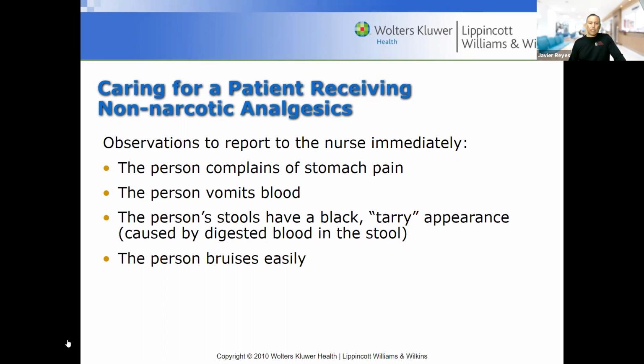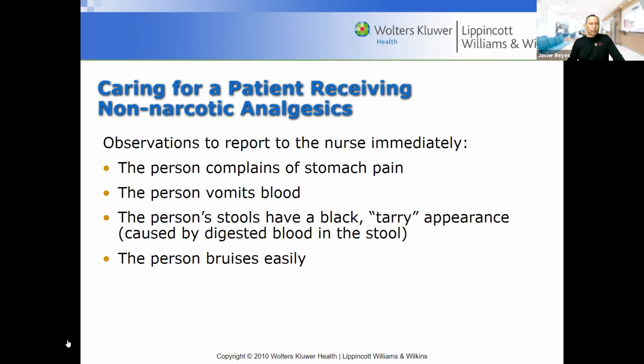We call them melena. It's a medical term for black tarry stools. So if you ever see this kind of problem, you need to make sure that you report that. It's pretty much considered an emergency, right? Vomiting blood or having black tarry stools or bruising easily.